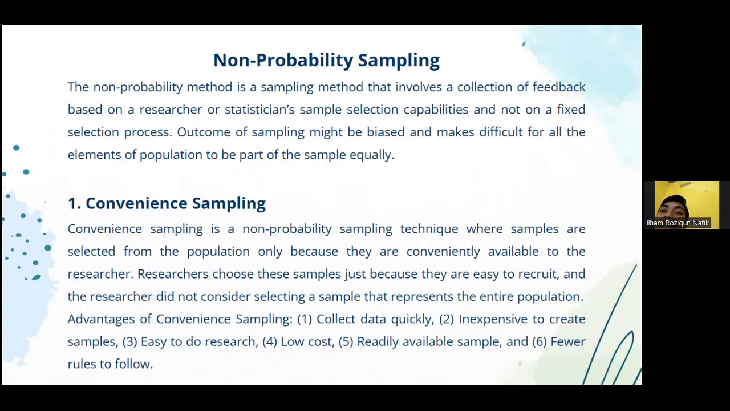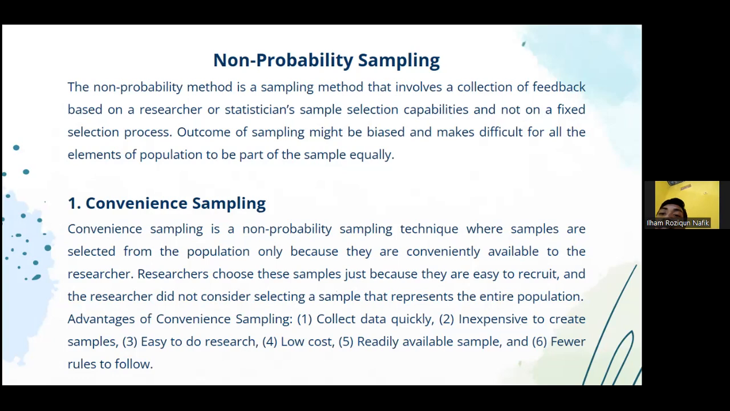The first is convenience sampling. Convenience sampling is a non-probability sampling technique where samples are selected from the population only because they are conveniently available to the researcher. Researchers choose these samples just because they are easy to recruit, and the researchers did not consider selecting the sample that represents the entire population.